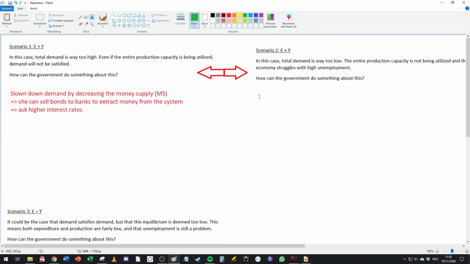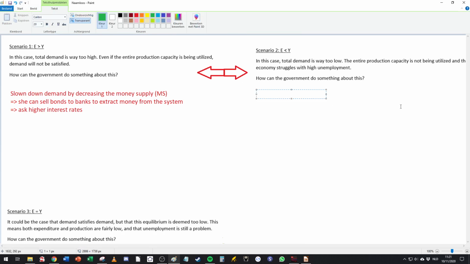So it could also be the case that demand is way too low and the entire production capacity is not being utilized. So the economy is struggling with high unemployment. So what can the government do? The exact opposite, of course. She will actually stimulate demand by increasing the money supply.